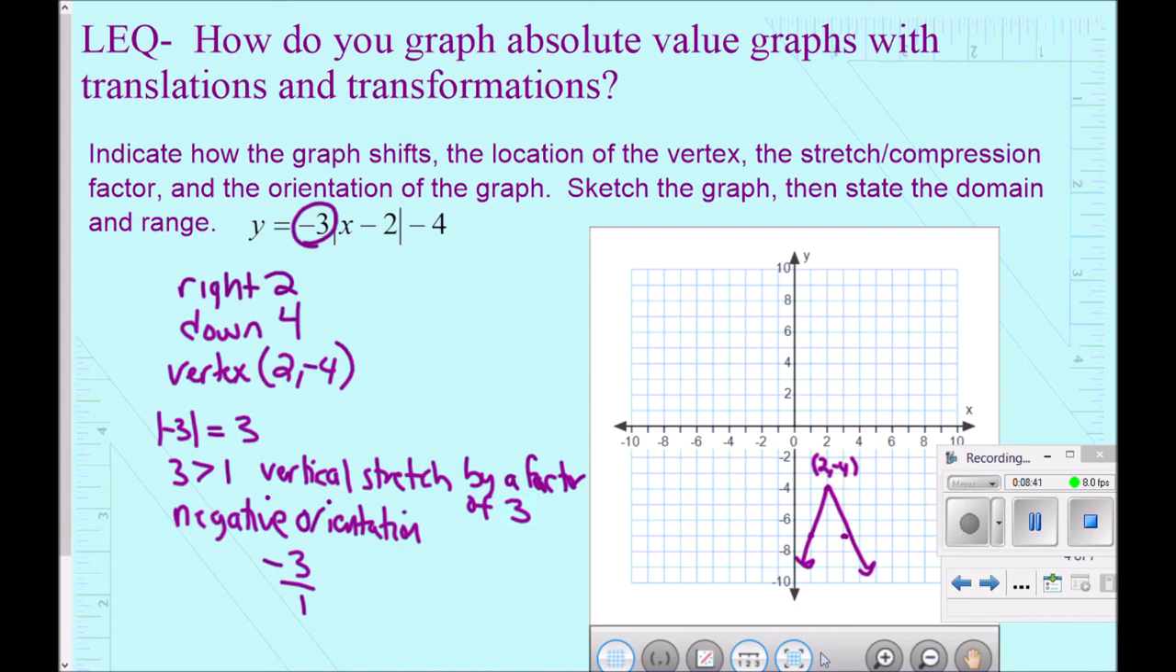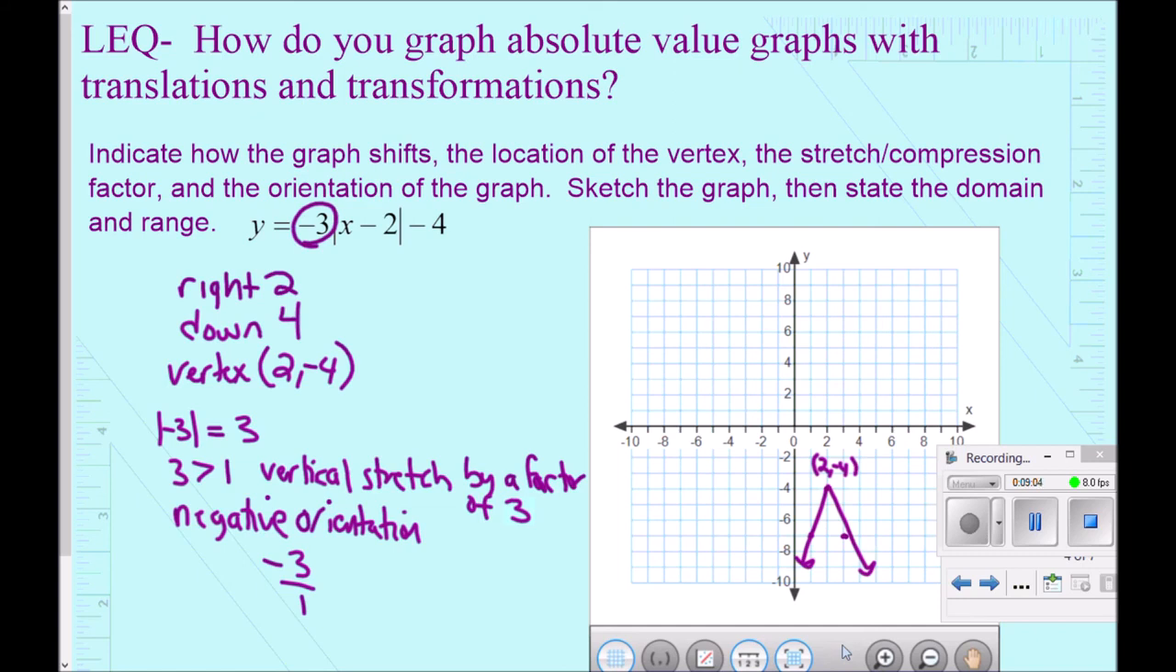Now, looking at that graph, I can check myself to see if it looks right. Well, it is opening down, which looks right because of the negative, and it does appear to be skinnier than the normal absolute value graph that we graphed yesterday, which should be right, because if I pull on the ends and stretch vertically up and down, I would get a skinnier absolute value graph. Okay, so that looks good.